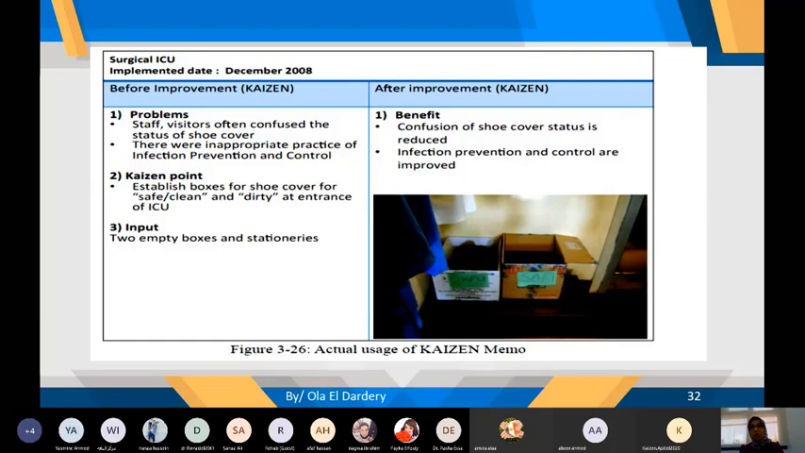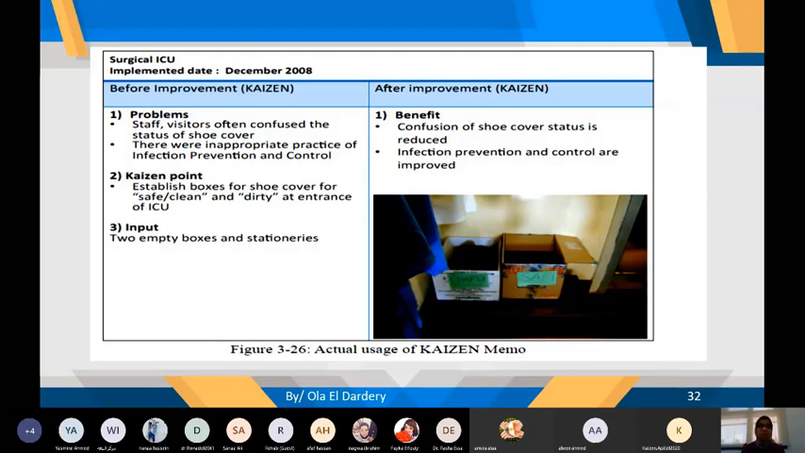So now people know where the clean ones are and where the dirty ones are, and the infection prevention and control are improved. So it might look at the beginning that this is something very simple. Do they really need a Kaizen event for that? But they do. And it actually solved a huge contamination issue, as we see.